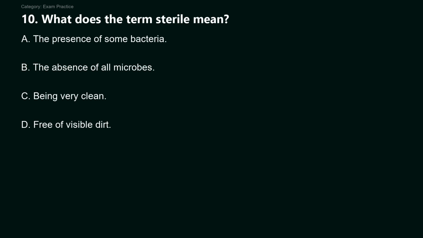Question 10. What does the term sterile mean? Option A. The presence of some bacteria. Option B. The absence of all microbes. Option C. Being very clean. Option D. Free of visible dirt.